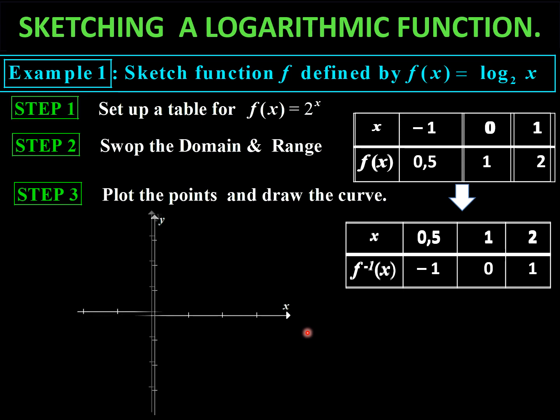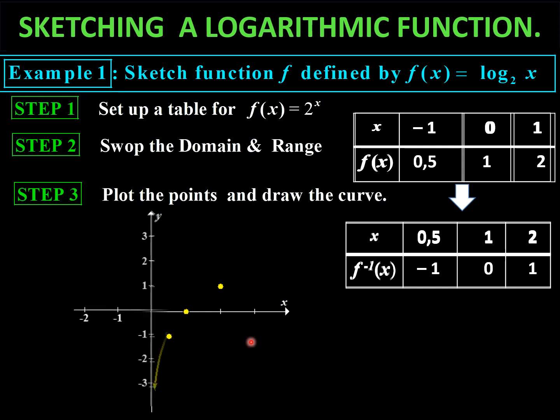If we plot those 3 points, there are the 3 points there. This is 0, 5 and -1. That's 1 and 0, and that's 2 and 1. And now we can join those points. And there we've joined the points, and there's my exponential, my logarithmic curve there.